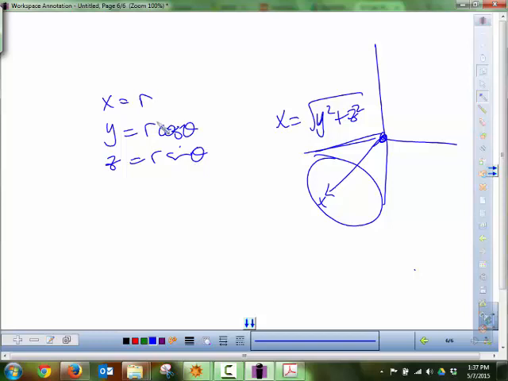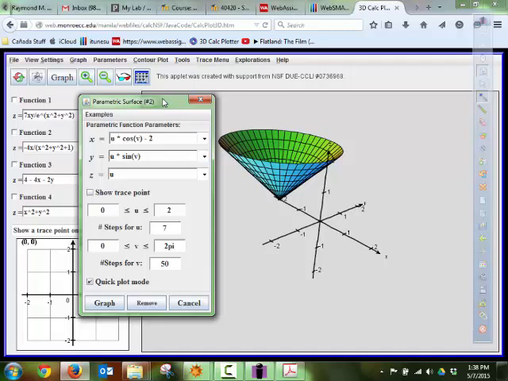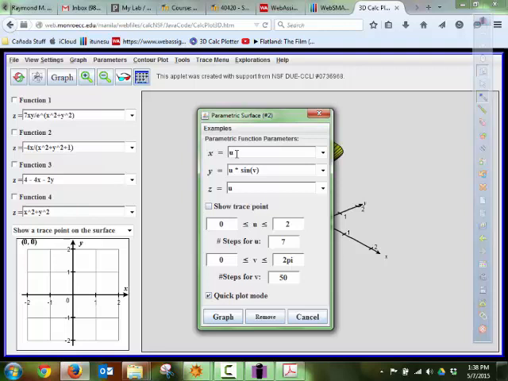And then you'll see it sideways. So let's graph it. So x is equal to just r, which is what we're calling u. And this is the cosine, and this is the sine.